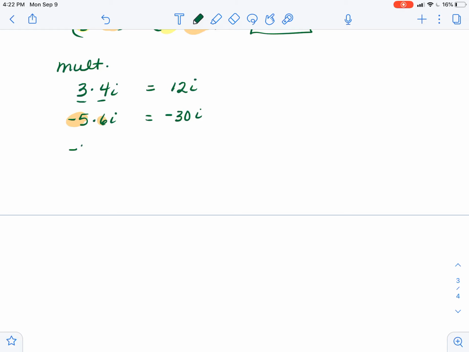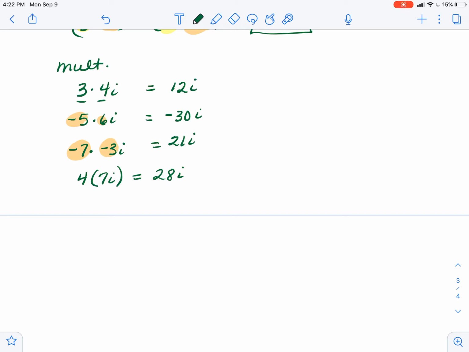If I have a -7 times a -3i, again, the -7 and the -3 are normal, 21i. Okay, now again, those could be written as 4 times 7i. That would work. Again, or with the dot, either way. So I've got 28i.